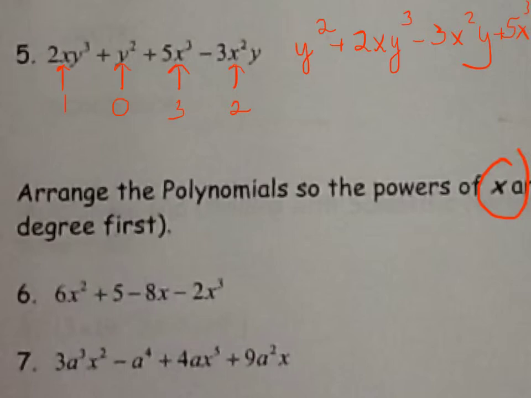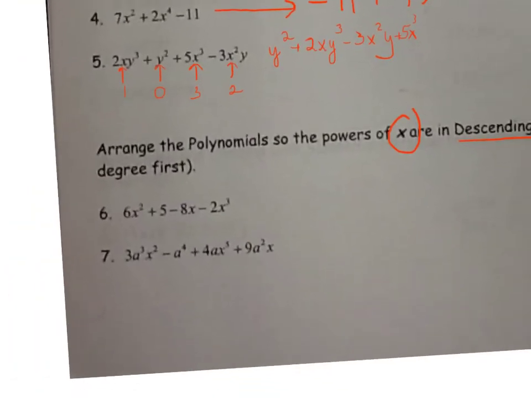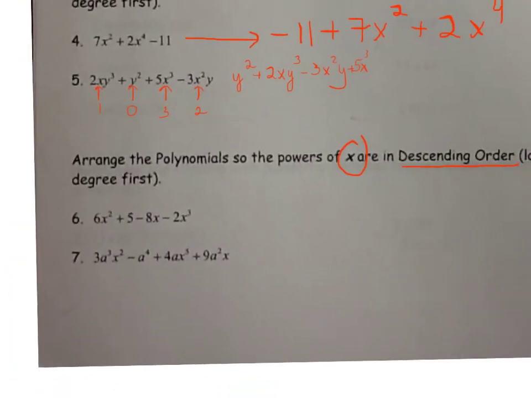Okay, so here's what I want you guys to do then. You guys fill in 6 and 7. Now what you're doing is the reverse of what we just did. Instead of going from powers low to high, you're going to go high to low. Alright, give that a shot.